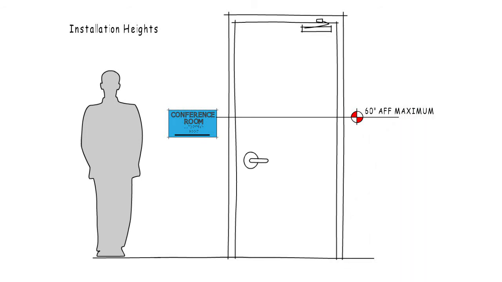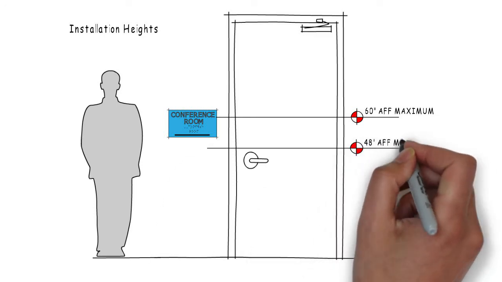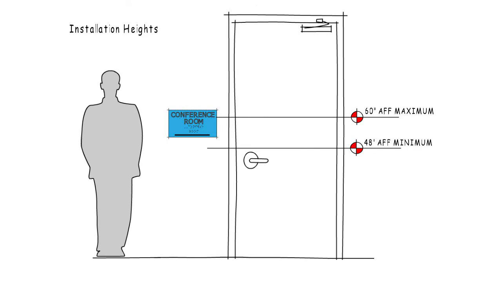The lower limit, similar to the higher limit, we have to go 48 inches minimum from the finished floor to the baseline of the lowest tactile character. In this case, we have discussed that the lowest line of tactile text is the word room, and that is where we have to go 48 inches minimum.